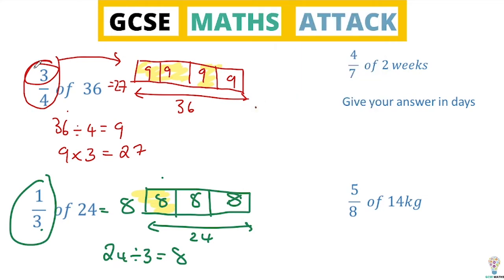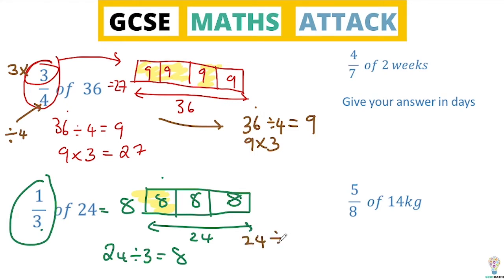Another method that you can use is you can first divide by the denominator. So you'll divide by 4 and then you can times by 3. For example, I could do 36 divided by 4, which gives me one of the parts, which is 9. Then I can do 9 times 3. So you don't necessarily have to draw the bar model. That's just a visual representation. Likewise here, you can do 24 divided by 3, which is 8, and you can do 8 times 1, which is 8 again. So one of the pieces is worth 8.